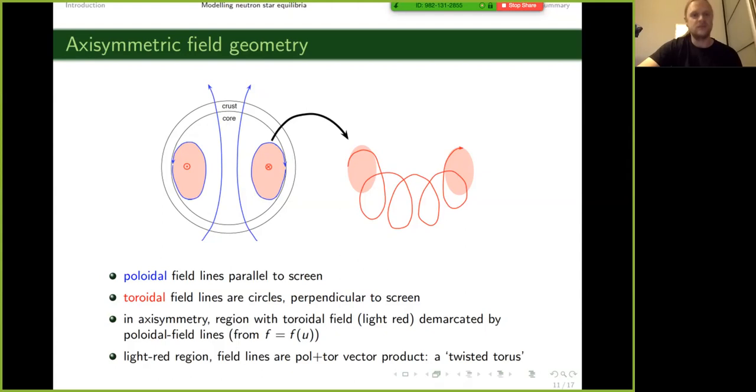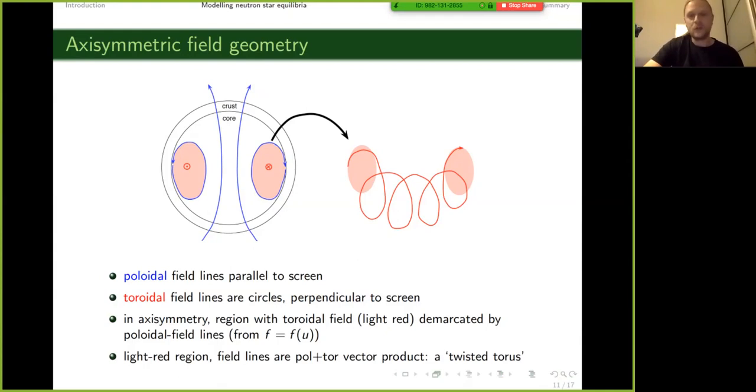And if you look down from the pole instead of from this view, they're circular. A peculiarity about axisymmetry is that the region in which the toroidal field is able to exist is demarcated by a poloidal field line. So the toroidal field sits inside a poloidal field line neatly like that. And that comes from the fact that there's this f equals f of u function which describes the toroidal field.